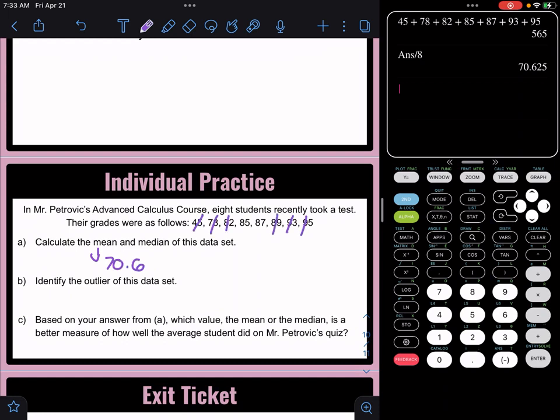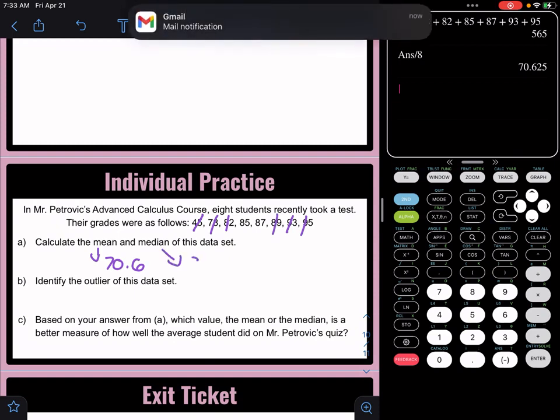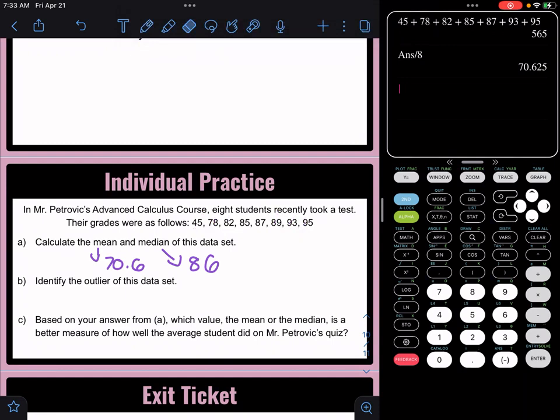In between 85 and 87 would be 86. Is there an outlier here? Is there something that's very off from the rest? 45 is very off from the rest.